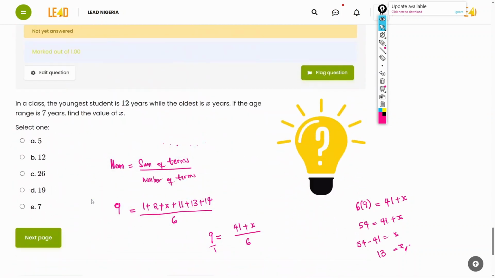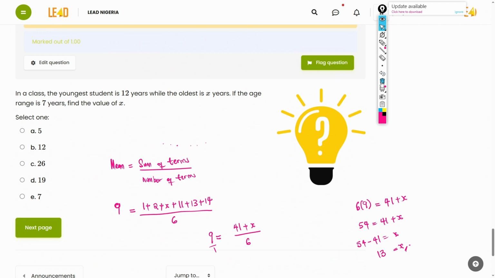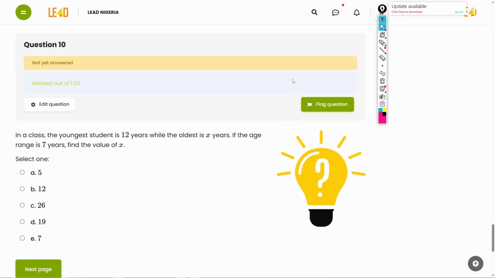All right. Question 10. In the class, the youngest student is 12 years, while the oldest is x years. If the age range is 7 years, find the value of x. So we're going to use our range formula, right? Formula for range. Range is the highest number in the set minus the lowest number.